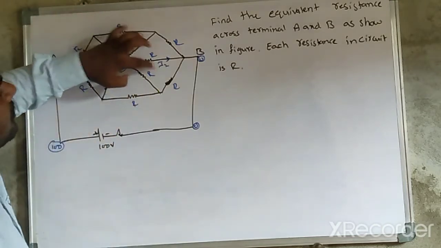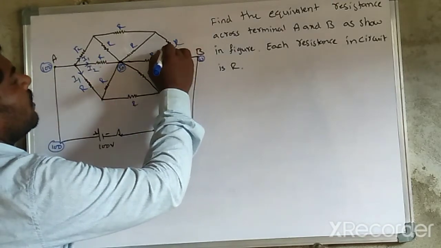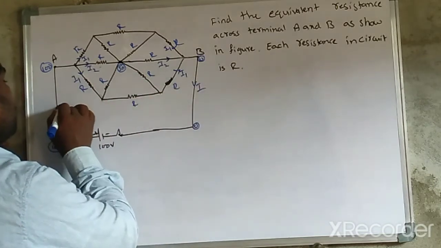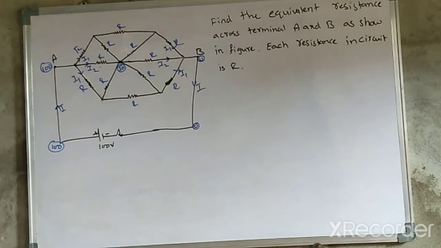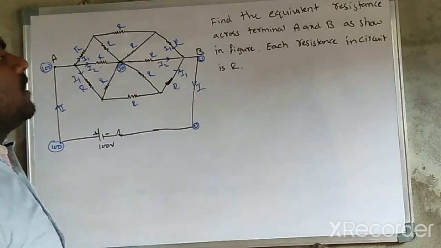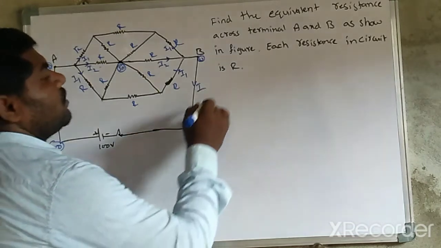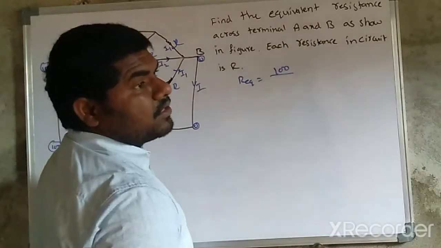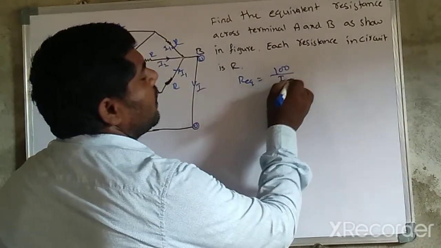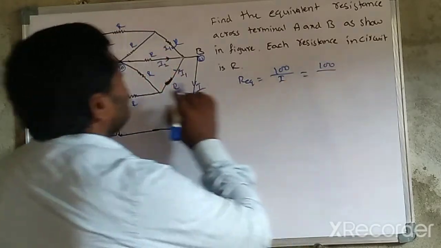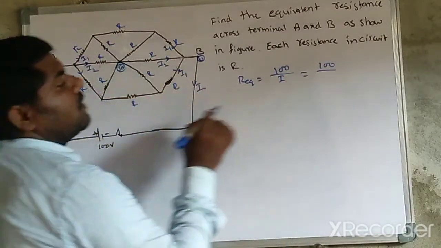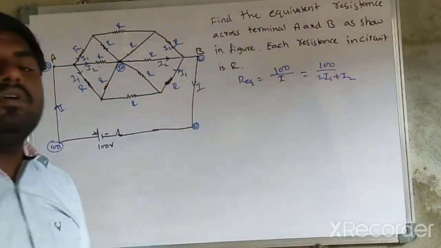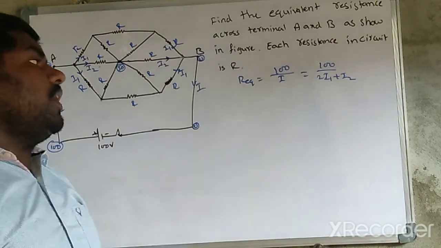So that's why here the current is the same, and here the current I1, here the current I1, total current I moving like this. So according to the statement, the resultant resistance R equivalent is equal to, already we know, R equivalent is equal to 100, the potential difference across the terminals, divided by the total current I. So 100 divided by the sum of these three currents, nothing but 2I1 plus I2. Here the I1 value we don't know, I2 value we don't know. So you may find I1, I2.